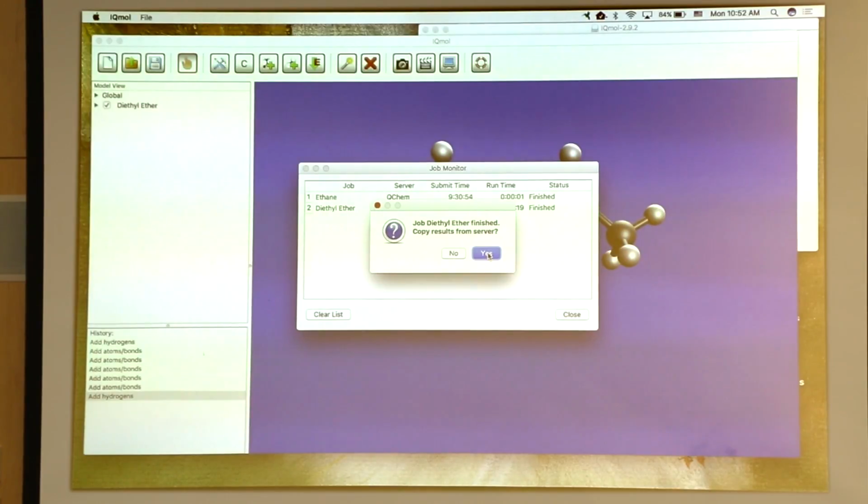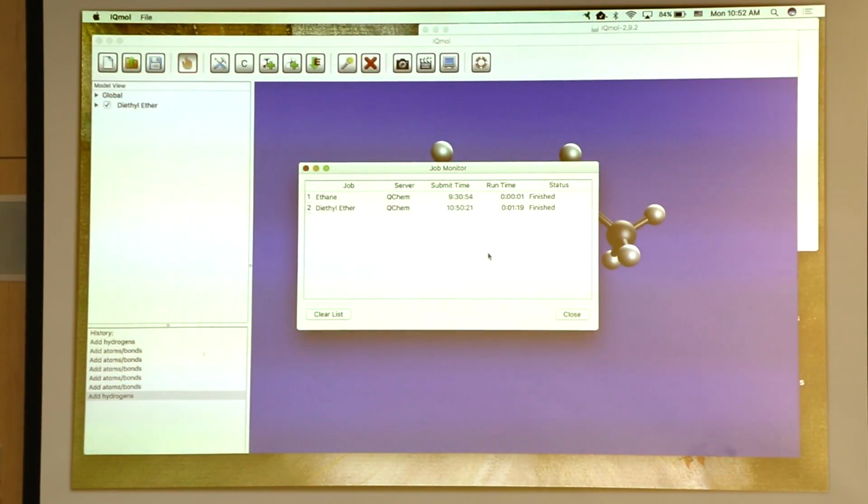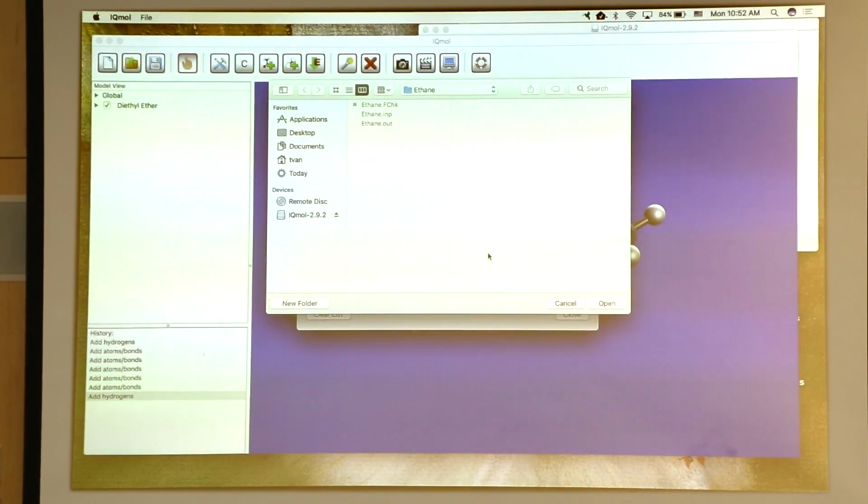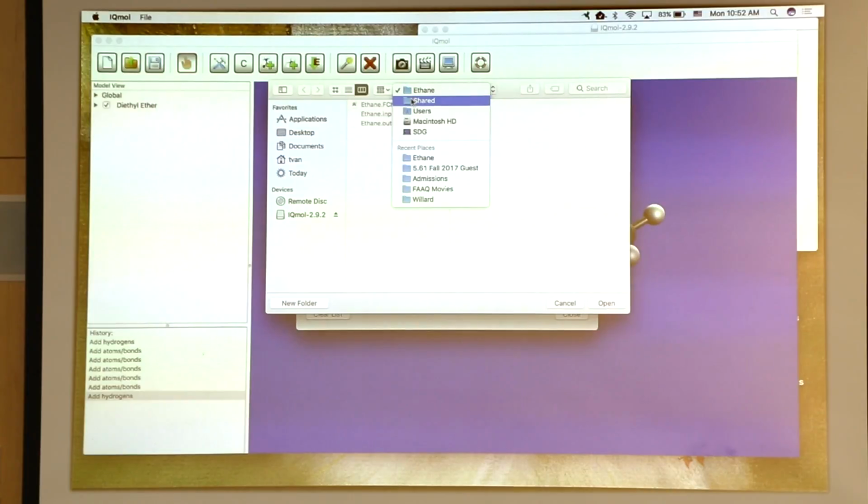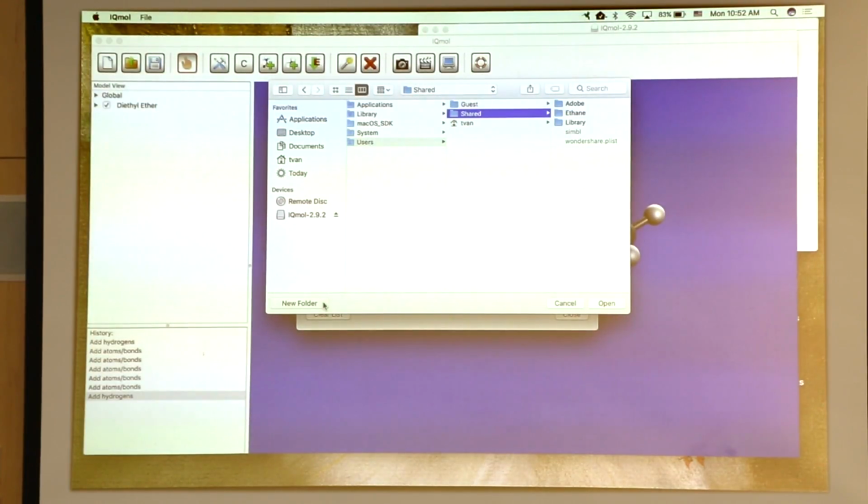So now it's finished. Do we want to copy the results from the server? This is an arcane way of saying things because it's designed for supercomputers, where you are sitting at a terminal in your office and it sends all the results over to the supercomputer. It runs the calculation and you have to copy the results back to your local computer. I am actually running it on my computer. It's just that the computer is both. I'll move up and go new folder.